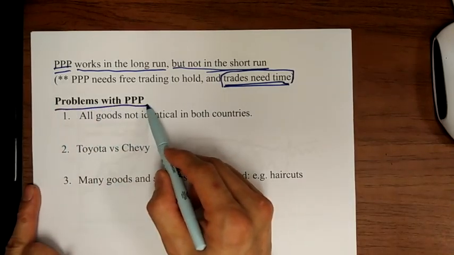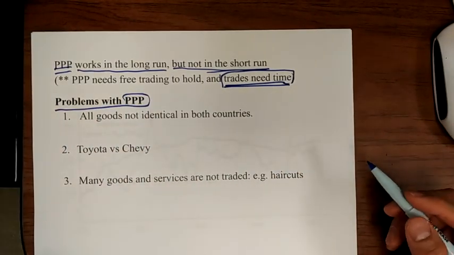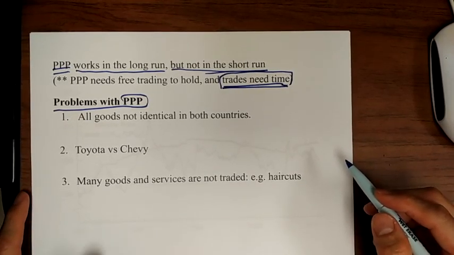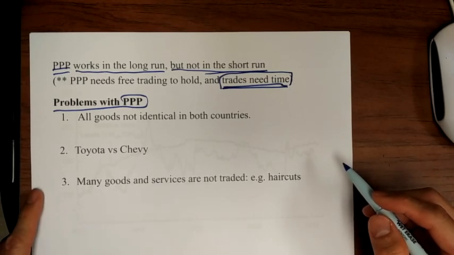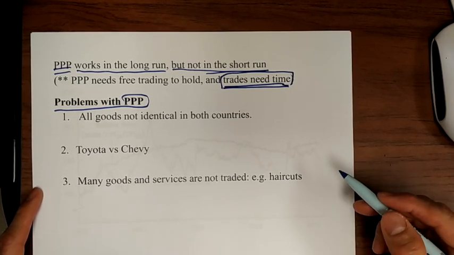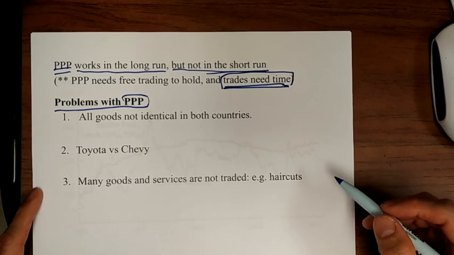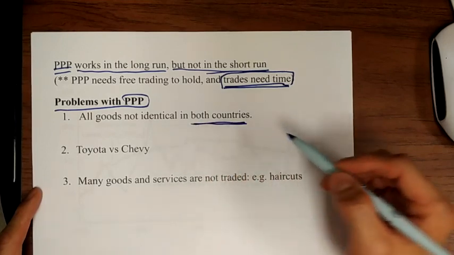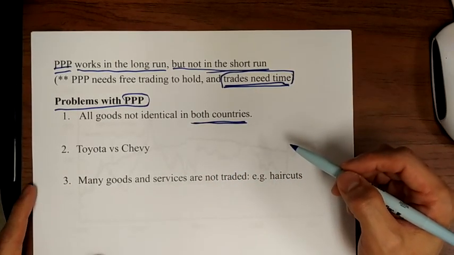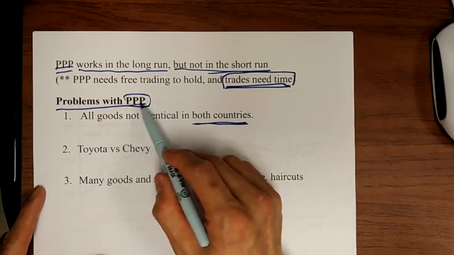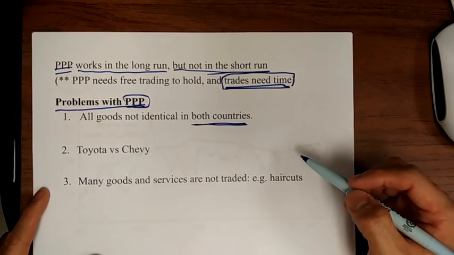So what are the problems with purchasing power parity? First, remember, purchasing power parity is the application of law of one price to all the goods and services between these two countries. But these two countries will not produce exactly the same goods and services. Therefore, purchasing power parity may not hold.